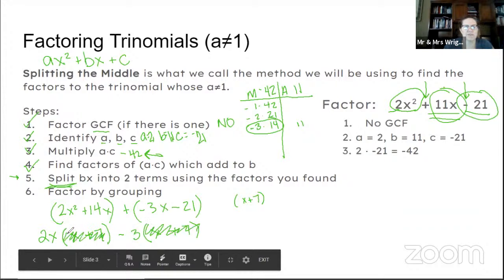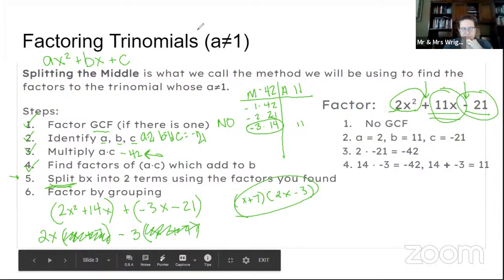You remember this? When we found these common factors, x plus 7 was a common factor in both of these. And then we have 2x minus 3. And so our final answer is x plus 7 times 2x minus 3.